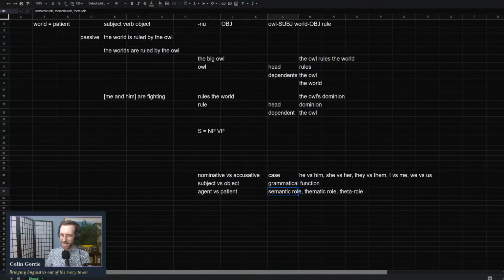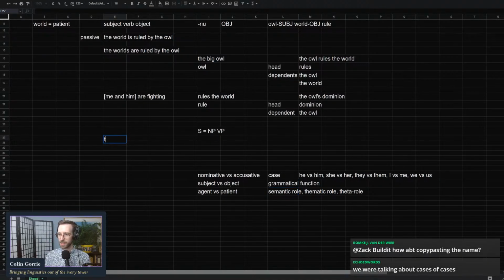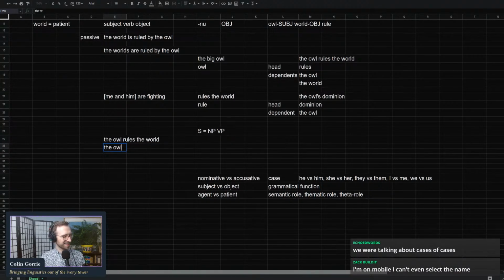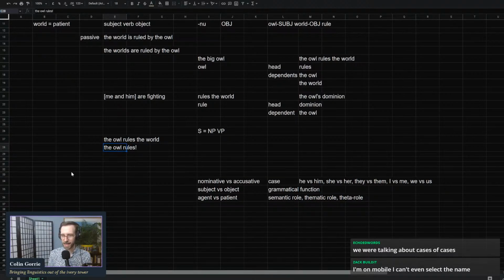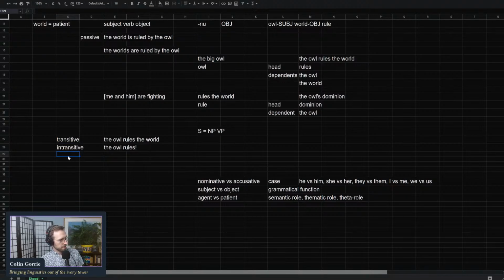Okay, so where were we? We've climbed up to case camp. We have been talking about case, grammatical function, semantic roles. What else do we have? Well, I mentioned transitive and intransitive verbs. Let's think of two sentences like, the owl rules the world, and the owl rules. So one of these has a direct object and the other doesn't. And transitive is just a way of saying has a direct object. So this is a transitive sentence. This is an intransitive sentence. Yes, I spelled that right.